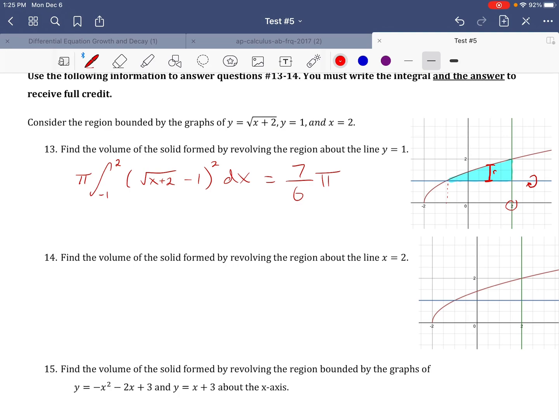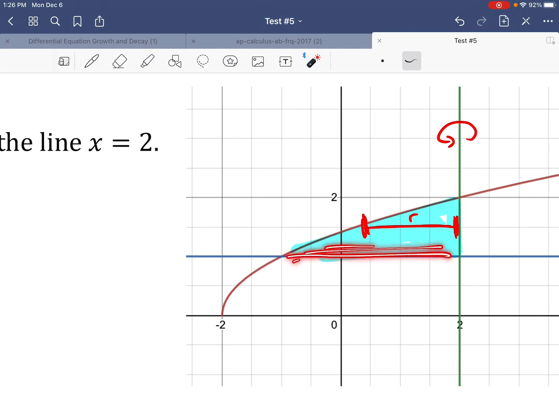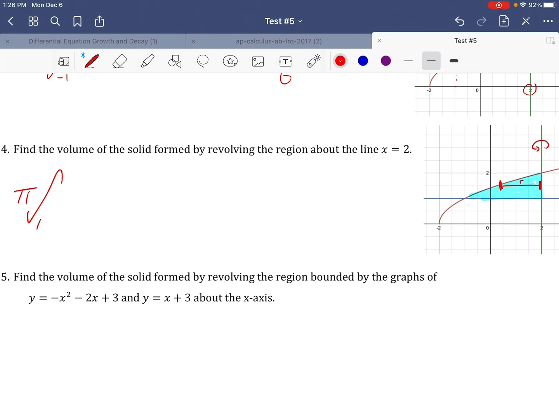Now, question number 14 is spinning around the line x equals 2. It's the same region, but now I'm spinning it around this line, which means that everything is in terms of y because I'm spinning around a vertical line. So my radii is oriented as right minus left. You need to draw in the radii. Now the radii start here. You could have drawn any of these red lines that I'm drawing. Right minus left, everything's in terms of y, which means that my limits are in terms of y. So I start spinning this radius at y is 1, and I stop spinning this radius at y is 2.